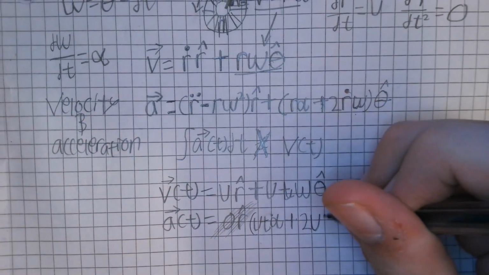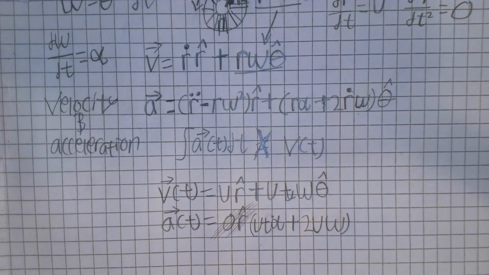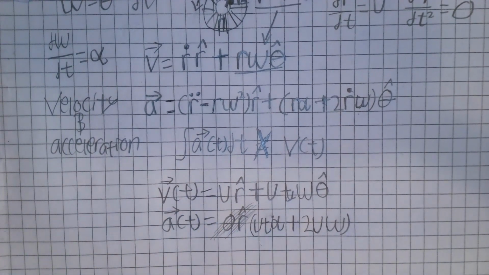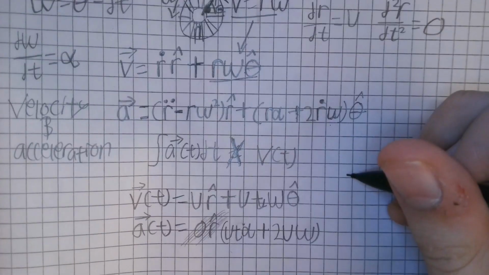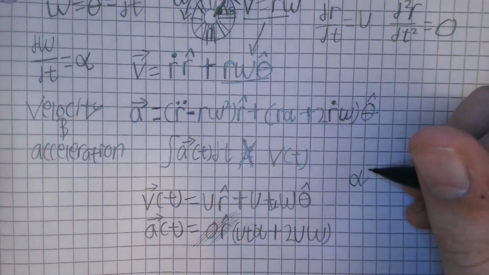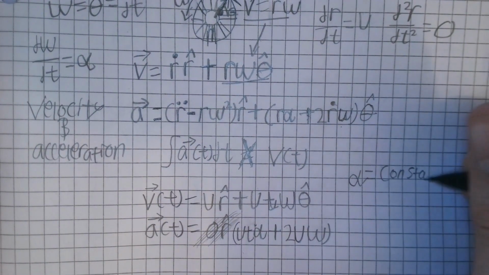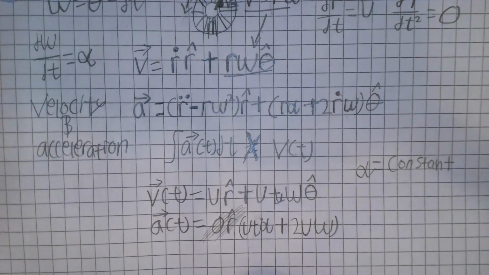And then omega. Really quickly here, I do want to note that we might be able to simplify this further. Just for simplicity's sake, I'm going to say that our angular acceleration, alpha, is equal to some constant number. In other words, it doesn't change.